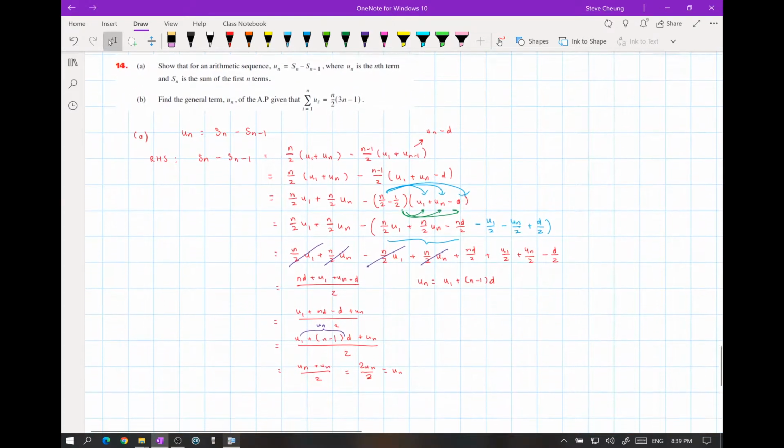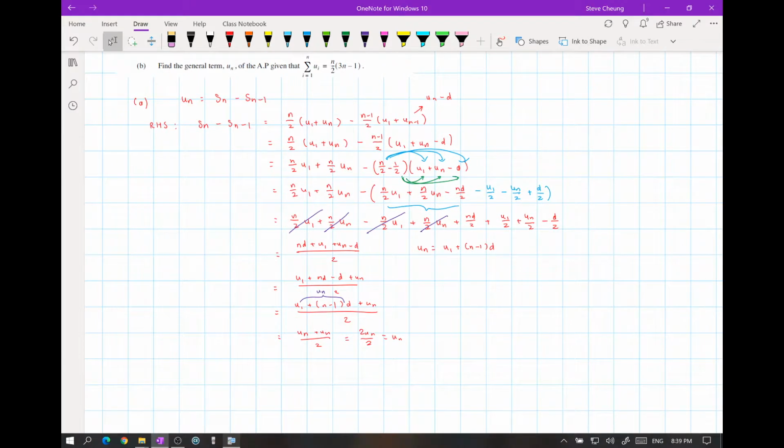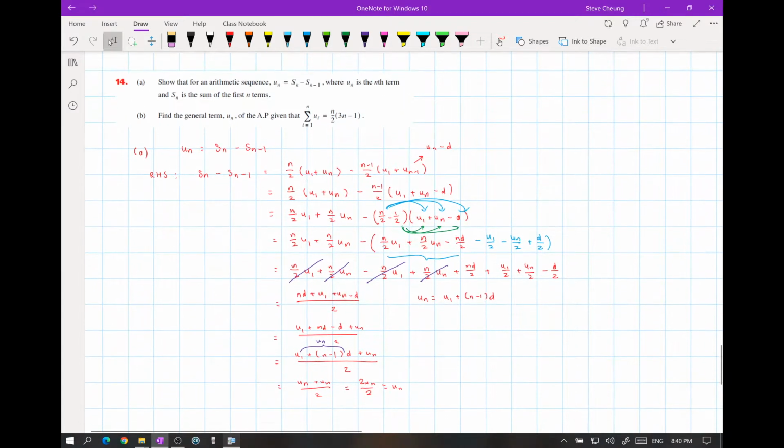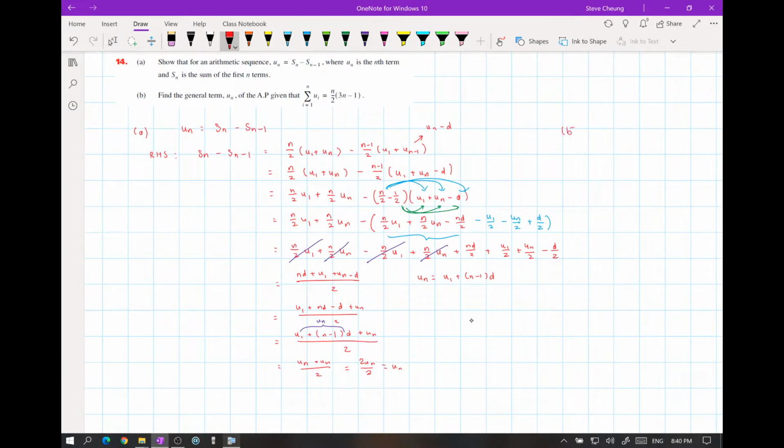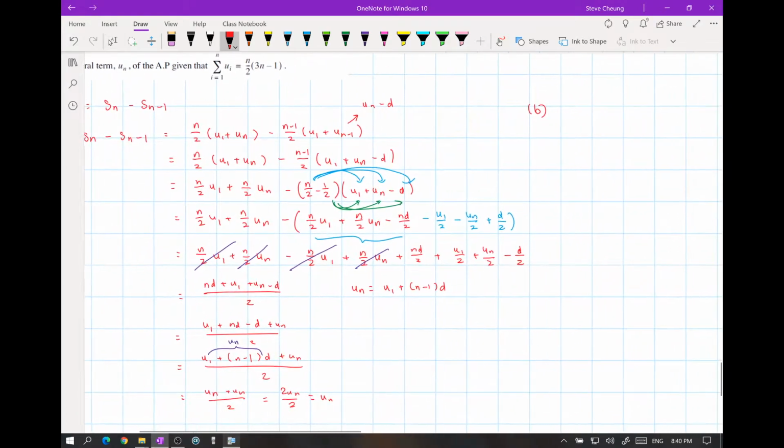Second part is actually quite easy, I think. Now that we know what un is, using this un here, find the arithmetic series for u sub I, given that u sub I is that. Find the general term u sub n of this, given that it's n over 2, 3n minus 1. Oh. I think this one might be a bit challenging as well.